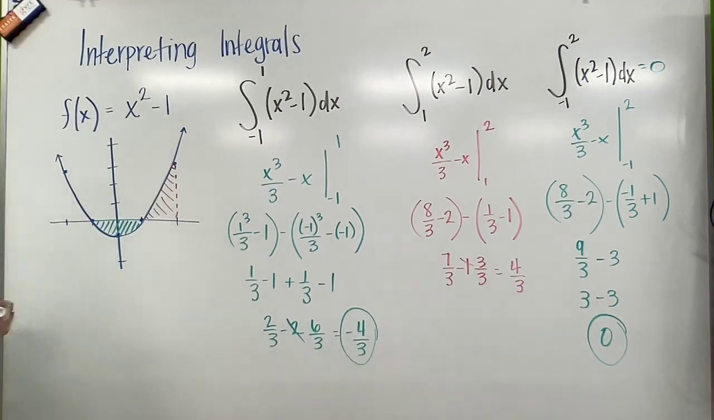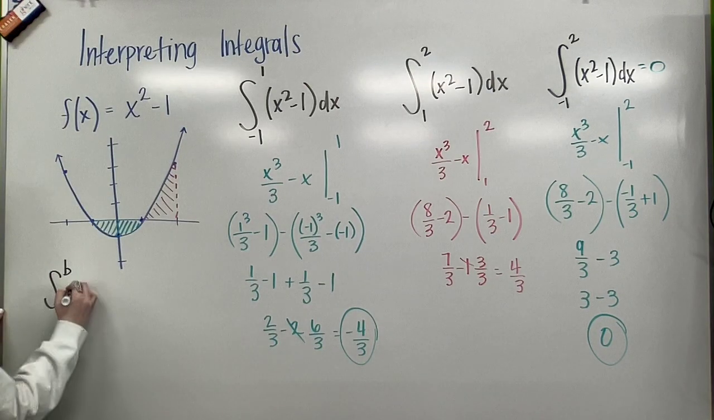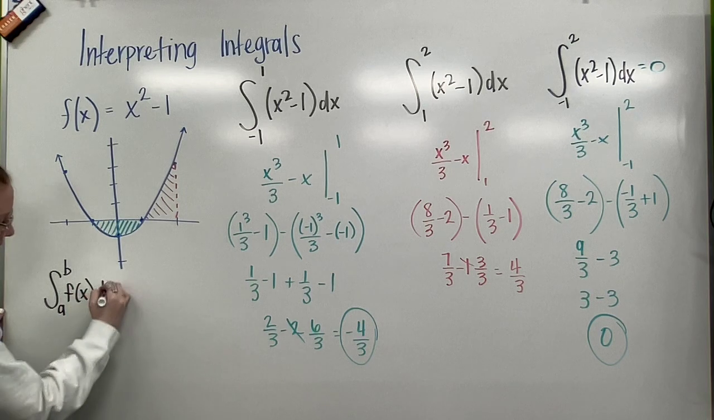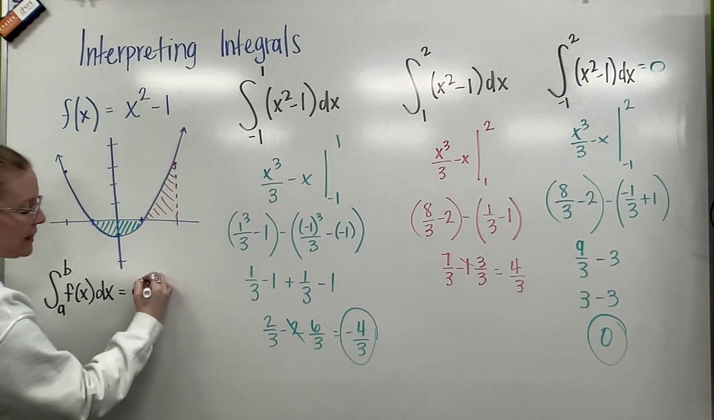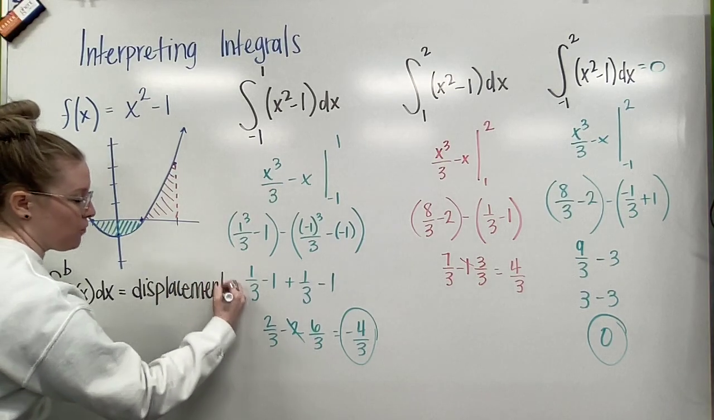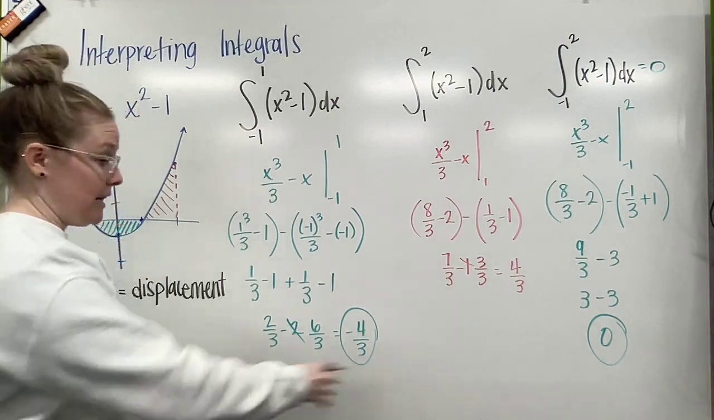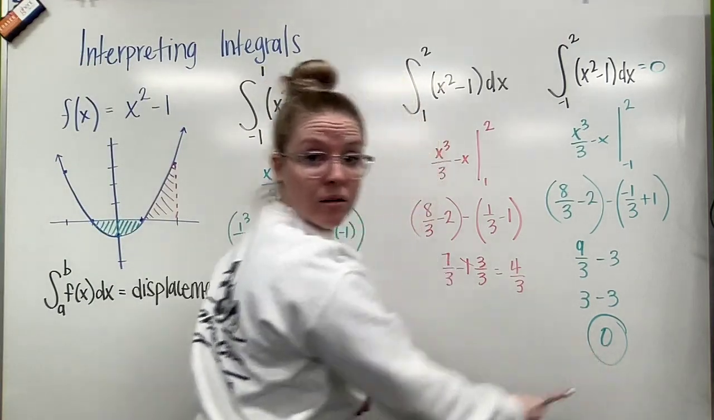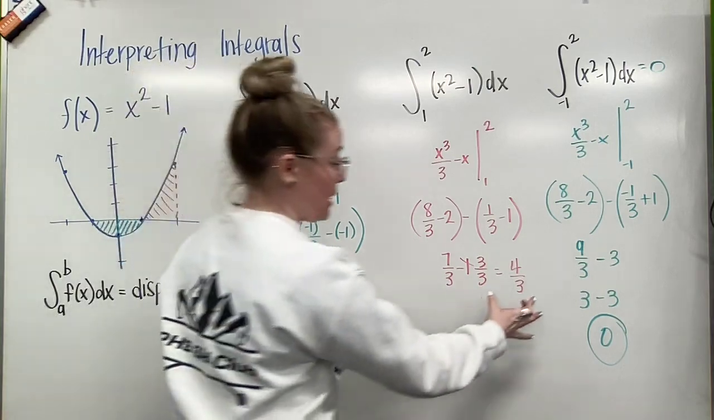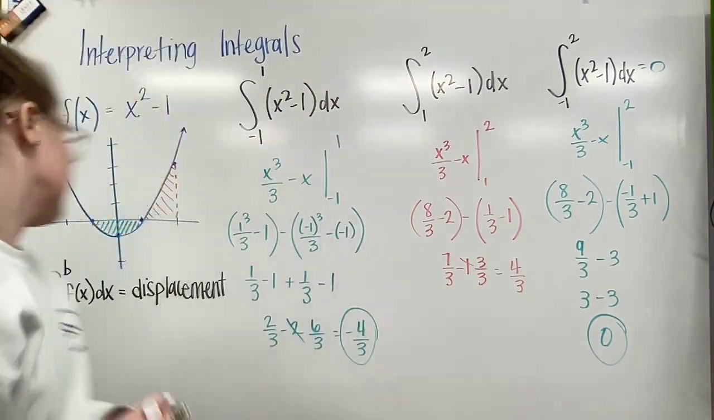So that's when we look at the interpretation. Our integrals from A to B, no matter what, positive or negative, this is giving us our displacement. So from my starting position to my ending position, how far did I move? And in this case, nowhere. Because my negative distance equaled my positive distance, so my displacement was 0.